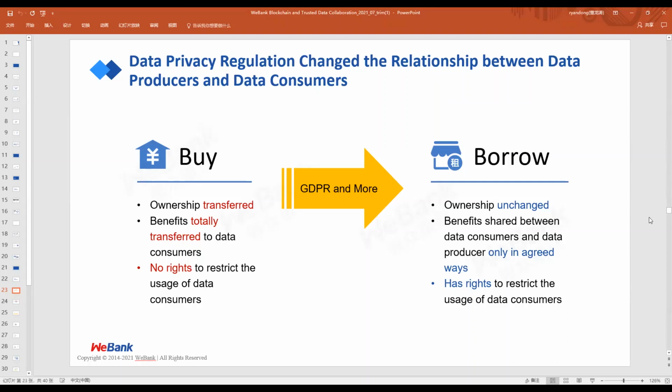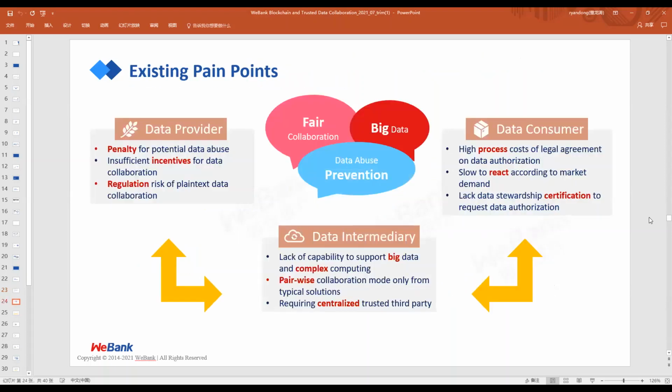In this way, the relationship between the data producer and the data consumer has changed. It used to be like a buy relationship. Every time you collected data, you may or may not pay something, but you didn't need to worry about it because the ownership would fully transfer. But now it's more like a borrow. This changes the business model, because even if you got the data from the user, you are not actually owning it, you just borrow it from the user, and the user still has a lot of rights to restrict the usage of this data. That's why we need new technology to help us.